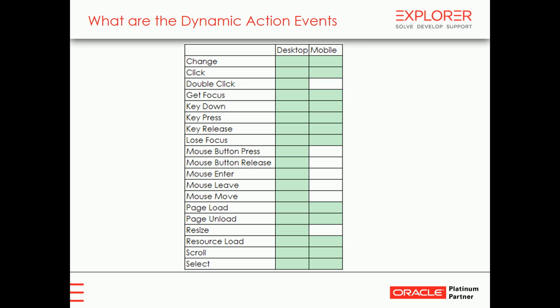Here's a list of the dynamic action events. In the first column we have the list of browser events such as change, click, double click. These you may be familiar with. You might not be familiar with ones like resource load and page unload, for example. The next two columns are the interfaces which can be used. We have the desktop user interface for desktop applications, and then you've got the mobile user interface for mobile applications. You'll see there's some blanks there where, for example, double click is not a browser event for the mobile user interface, nor are many of the mouse button presses or even the resize.